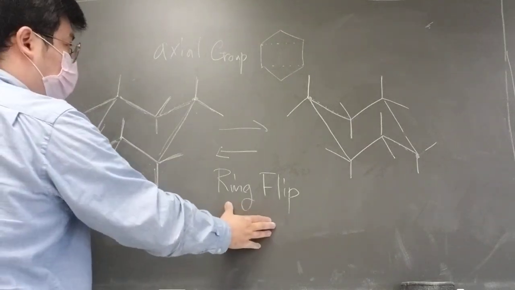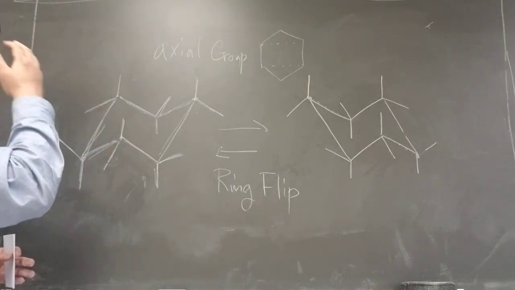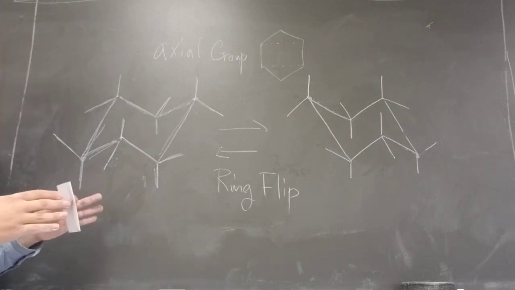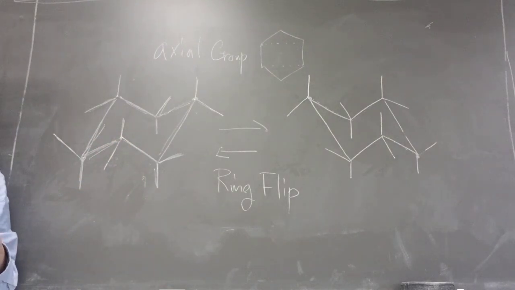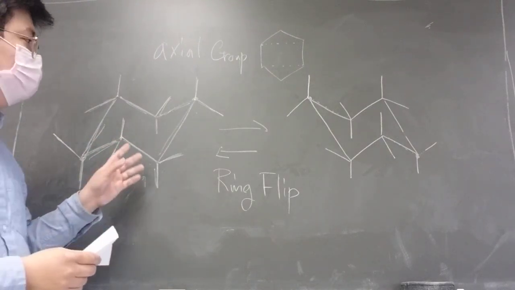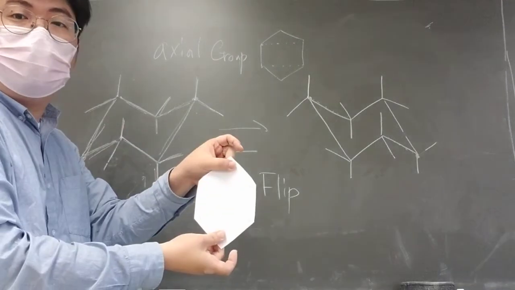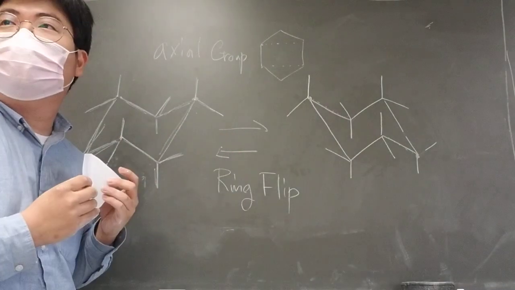We call this ring flip. This is what it looks like with the equatorial axial groups on the cyclohexane. But once again, this is not the Z shape, this one. Does it make sense? Yeah, go ahead.